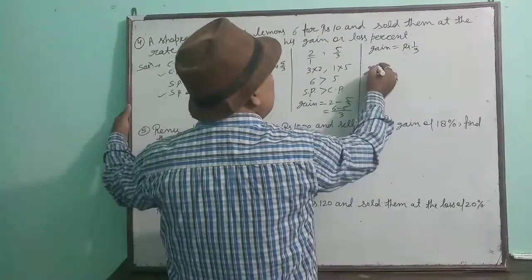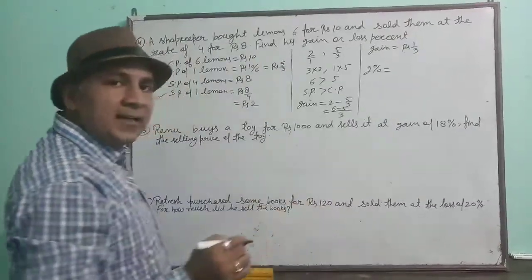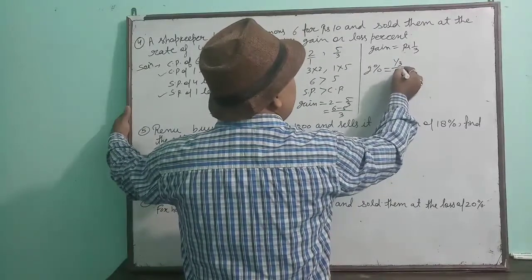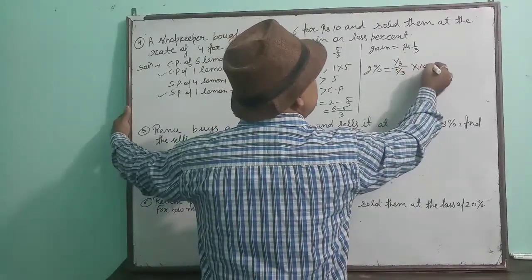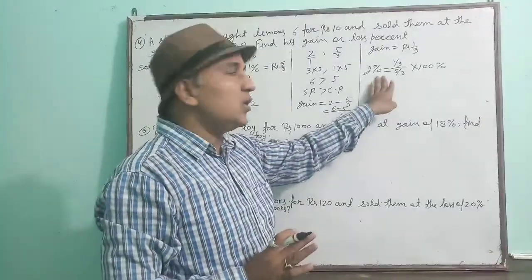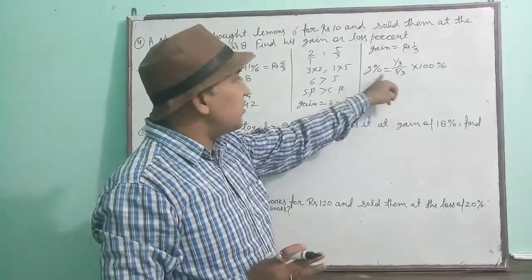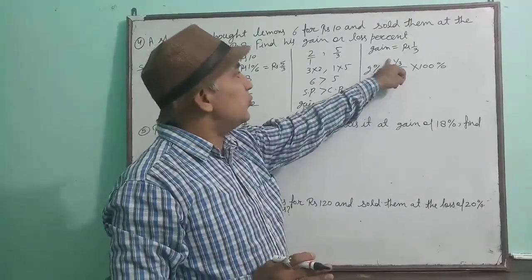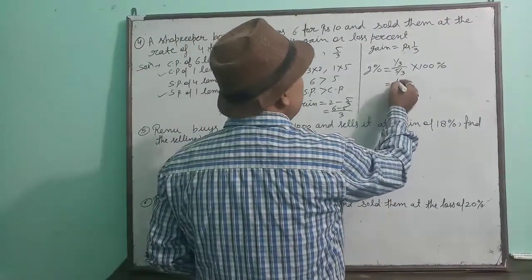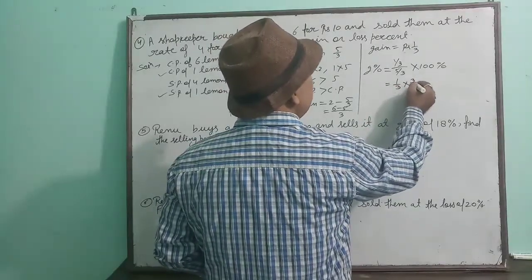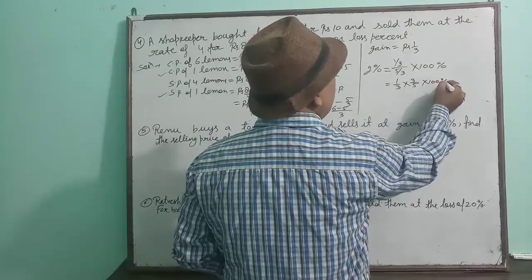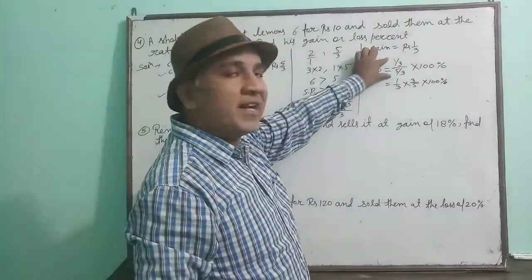If 1 by 3 rupees is the gain, then what will be the gain percent? Gain upon cost price. 1 by 3 is the gain, 5 by 3 is the cost price, multiplied by 100%. Since we have studied the formula, I am not writing the formula here. Directly we are applying. Gain percent is equal to gain upon cost price multiplied by 100%. Now solve and get your answer. 1 by 3 is multiplied by reciprocal of the denominator into 100%. This also I have explained many times.